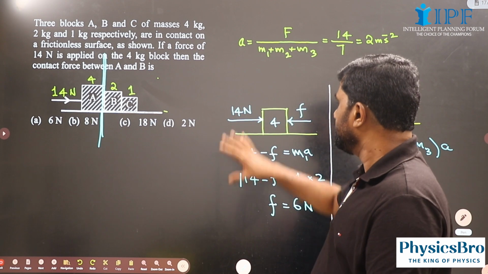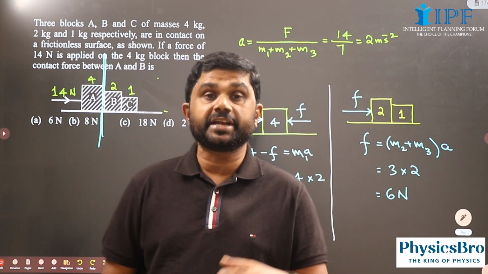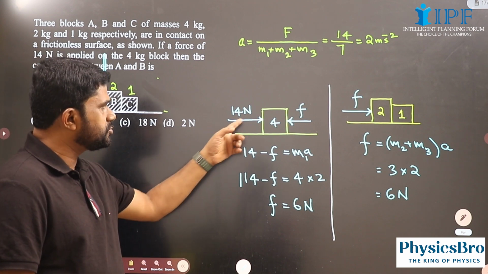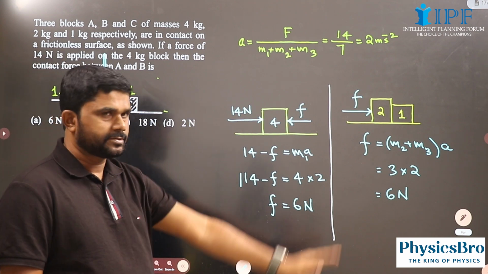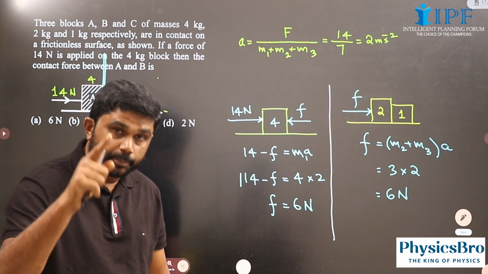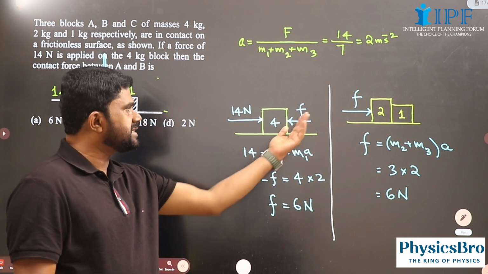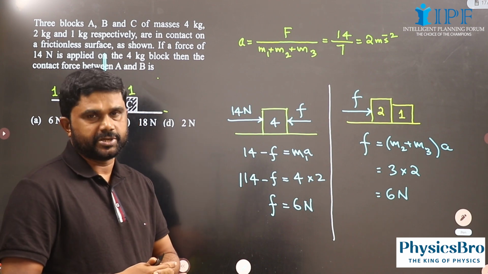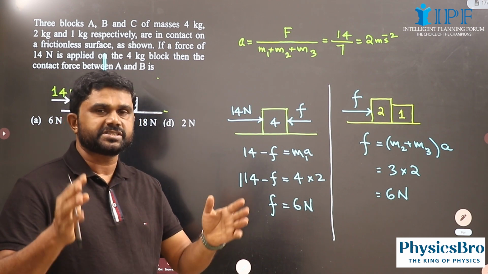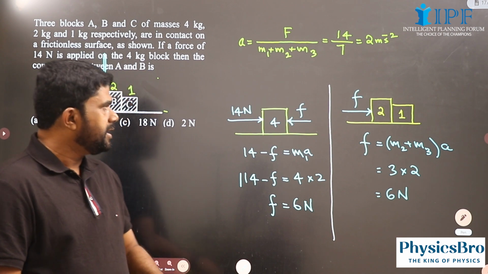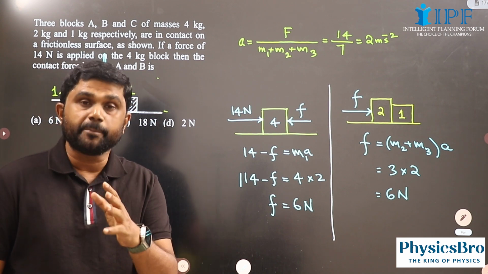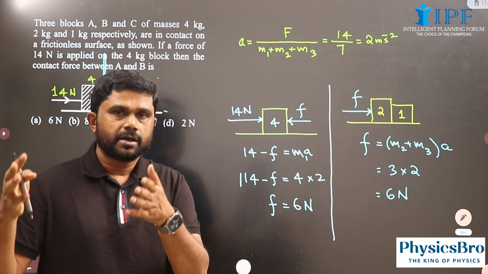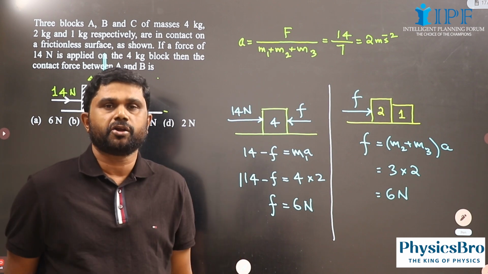Now, when we draw the free body diagram, FBD, for the block A, the forces acting on it are the applied force 14 Newton acting towards right, and the reaction exerted by the block B on the block A, acting towards left, represented by small f, that we have to determine. All the blocks are moving with the same acceleration, that is 2. Now let's apply F equal to ma, the beautiful, wonderful formula, the mathematical form of Newton's second law of motion.